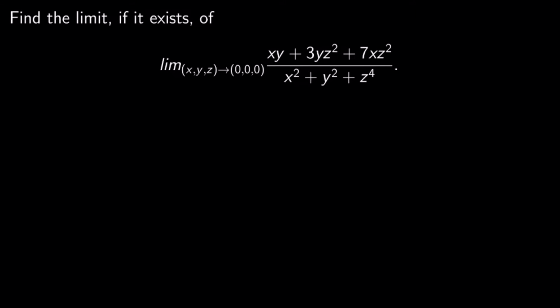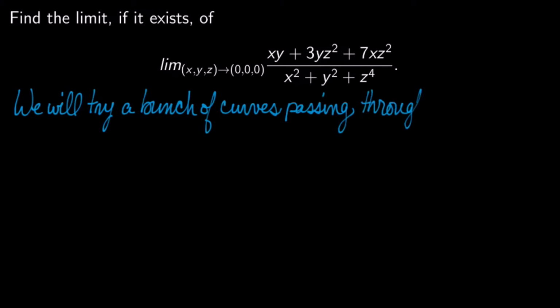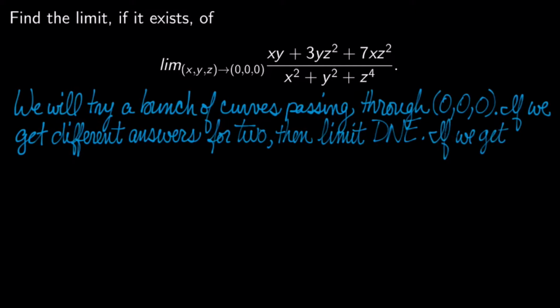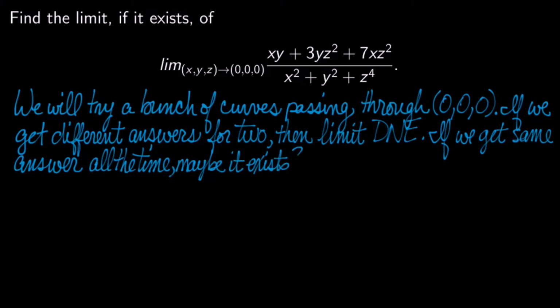So I have this limit as this point in 3D space approaches the origin of this big old rational function. What we're going to do is try a bunch of curves passing through 0, 0, 0, the easiest ones we can think of. We're just going to do a bunch of experiments. If we find two curves that give us two different answers, then we get to be done. We get to throw our hands in the air and say the limit does not exist, party, party, party. But if we keep getting the same answer over and over again, we start thinking that maybe it exists.